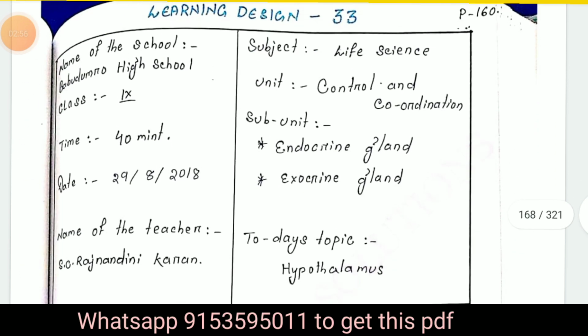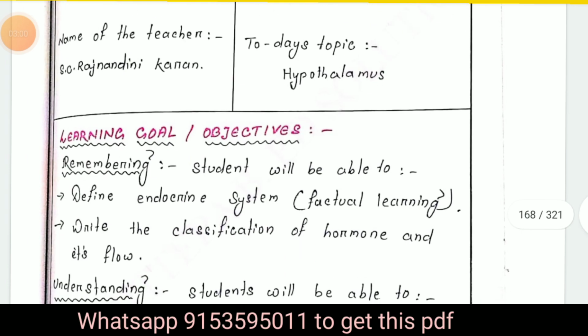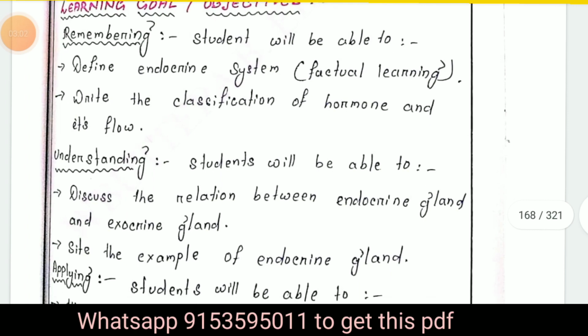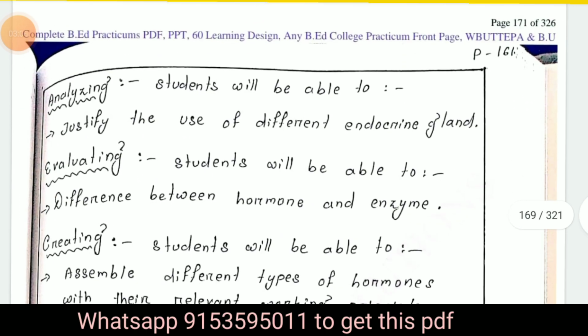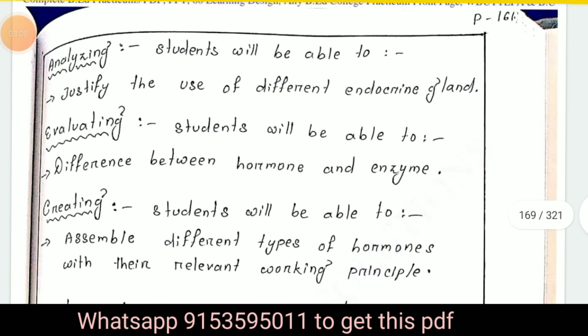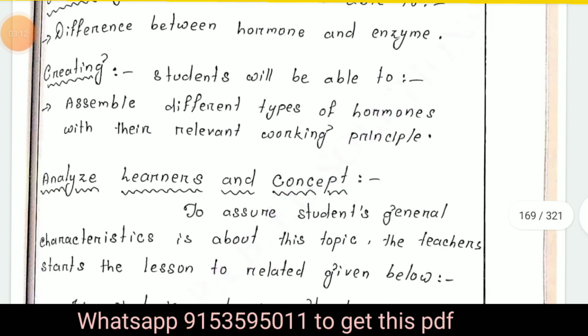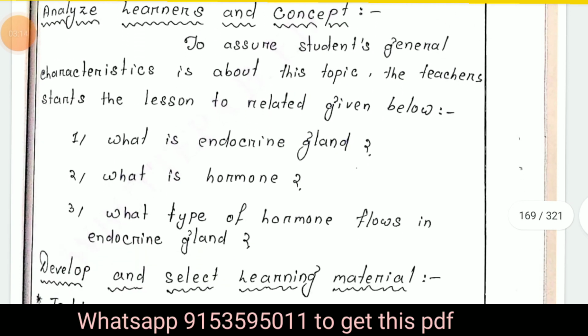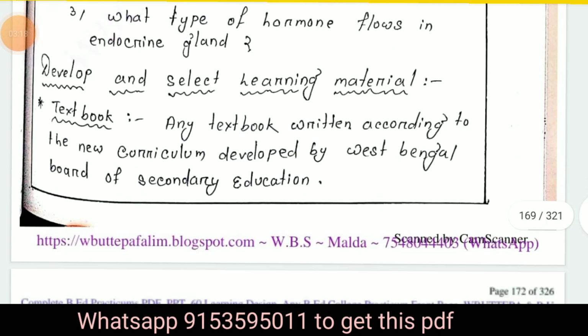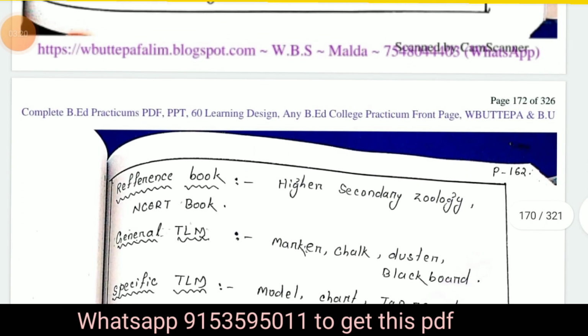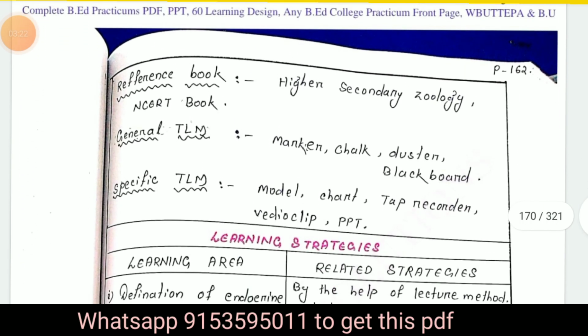Learning design number 33. Today's topic is hypothalamus. Learning goal or objective: remembering, understanding, applying, analyzing, evaluating, creating. Analyze learners and concept. Here are some questions we have written. Develop and select learning material: textbook, reference book, general TLM, specific TLM.